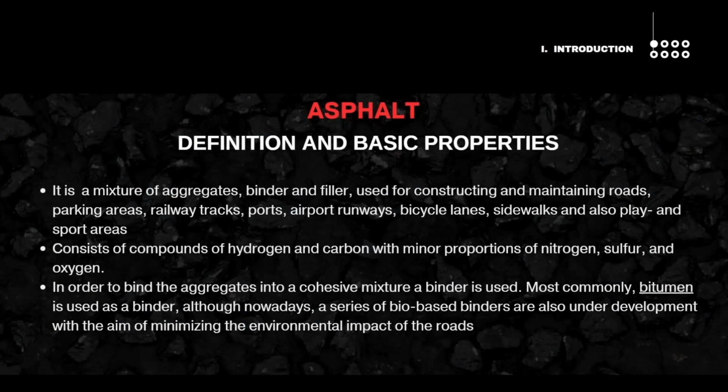Definition and basic properties of asphalt. It is a mixture of aggregates, binder, and filler, used for constructing and maintaining roads, parking areas, railways, ports, airports, runways, bicycle lanes, and sidewalks. It is composed of hydrogen and carbon with minor proportions of nitrogen, sulfur, and oxygen. In order to bind the aggregates into a cohesive mixture, a binder is used. Most commonly, bitumen is used as a binder, although nowadays a series of bio-based binders are also under development with the aim of minimizing the environmental impact of the roads.